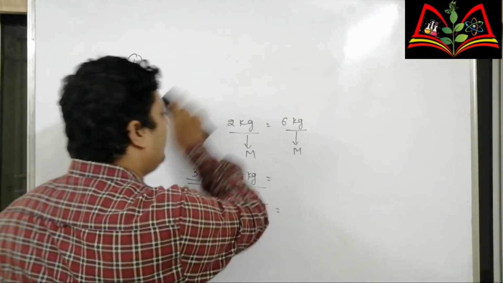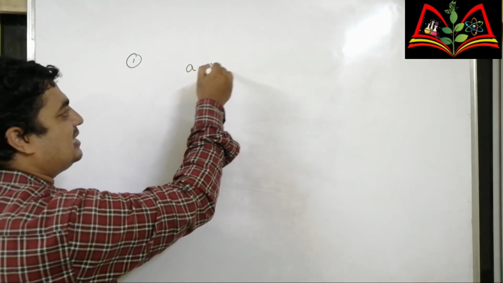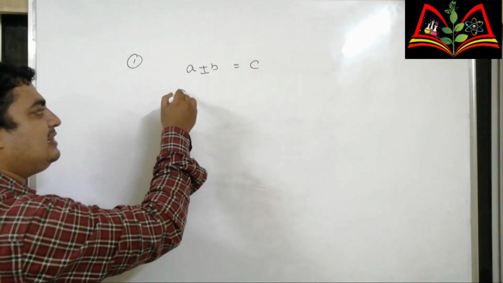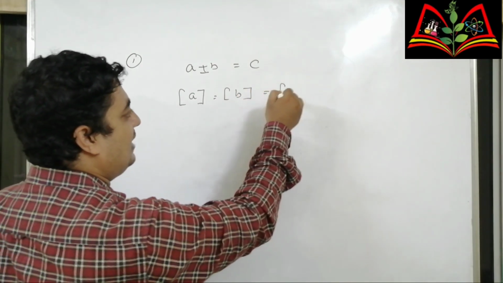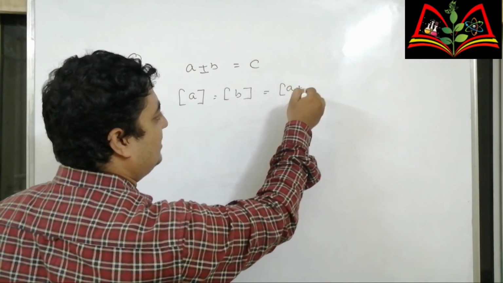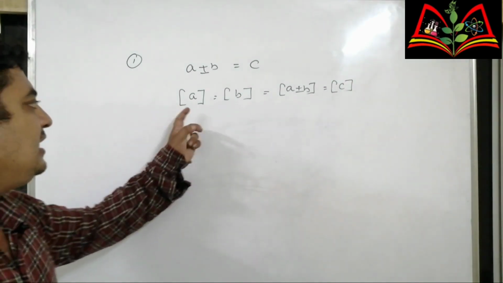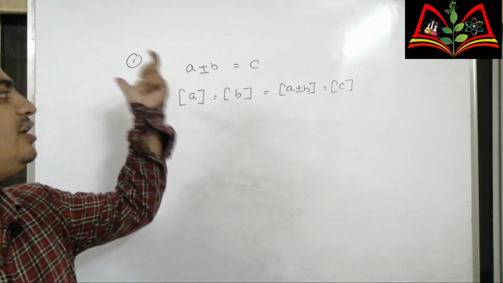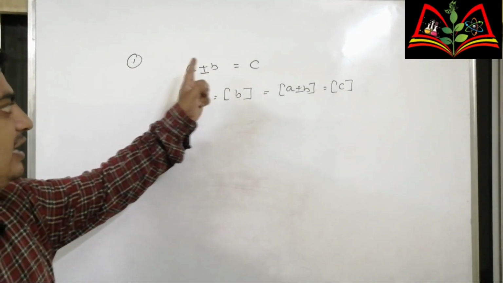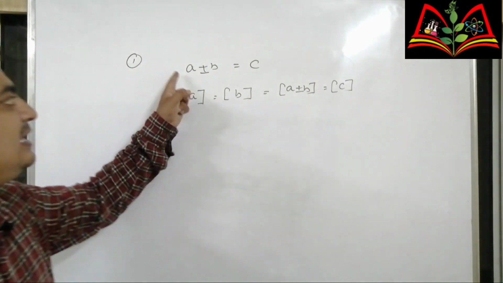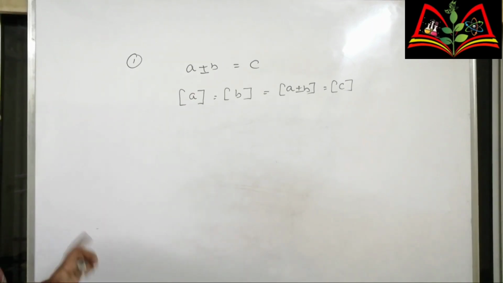So if we are given some quantities like A plus or minus B equals C, then we can say the dimension of A is equal to the dimension of B, equal to the dimension of A plus or minus B, that is the dimension of C. अगर ये नहीं होगा तो वो एडिशन या सब्ट्रैक्शन एग्जिस्ट ही नहीं करेगा, पॉसिबल ही नहीं है. अगर सभी का डायमेंशन इक्वल है then the equation may be correct, otherwise the equation is wrong.